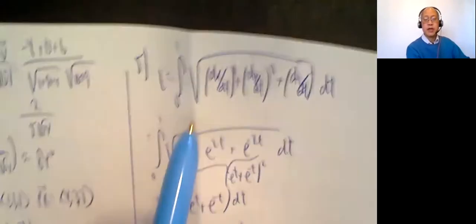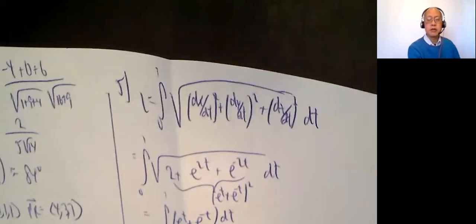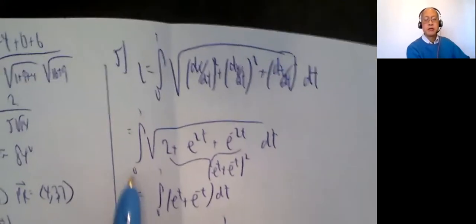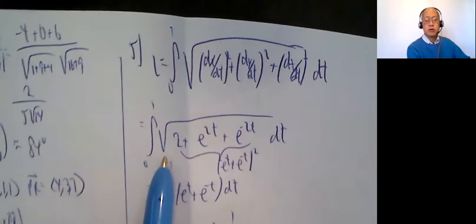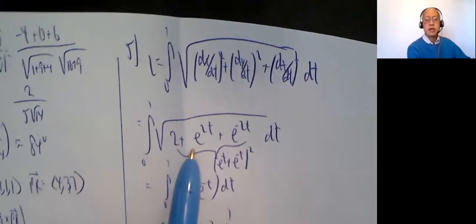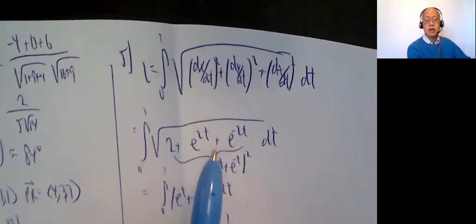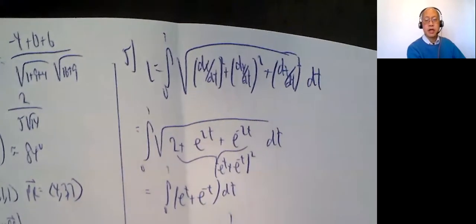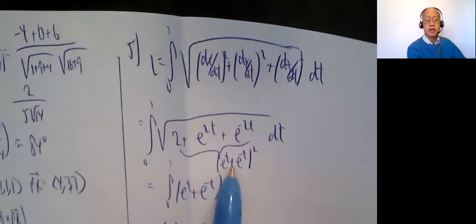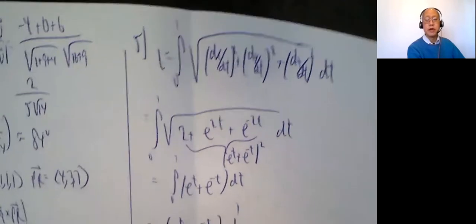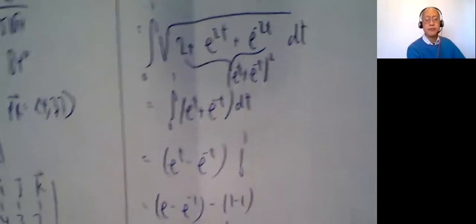Number 5, the length of the arc is the square root of dx/dt squared plus dy/dt squared plus dz/dt squared, which is the square root of 2 squared is 2. e to the t squared is e to the 2t. Negative e to the negative t squared is e to the negative 2t. This comes out to be e to the t plus e to the negative t squared, whose square root is e to the t plus e to the negative t.